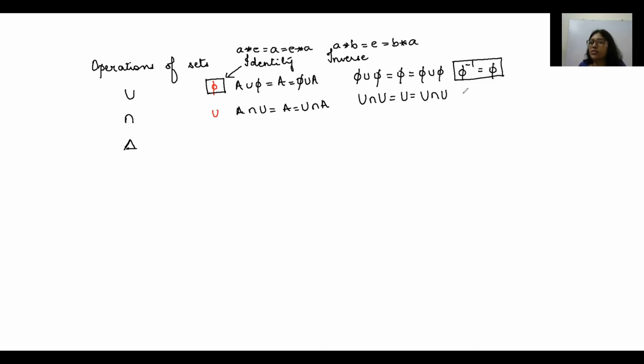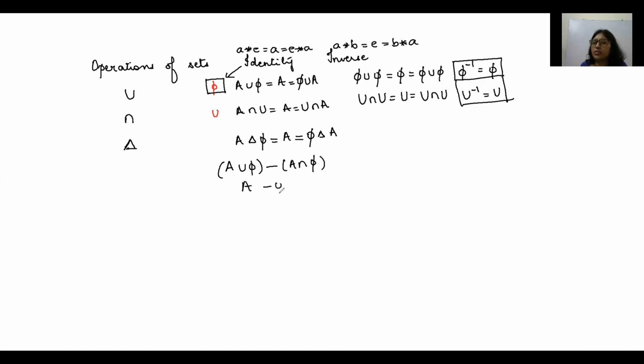So in this case, for intersection, the only element which has an inverse is the universal set, and it is the set itself. Now to symmetric difference. The identity element for symmetric difference is the null set, because symmetric difference can also be defined as A union null set minus A intersection null set, which is A minus null set, A.